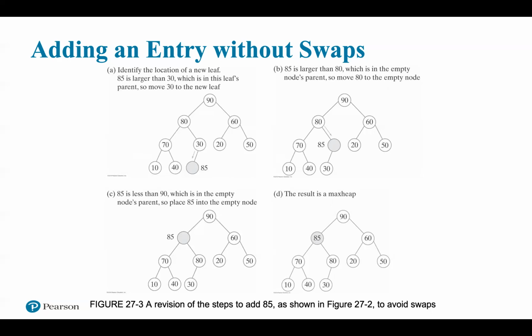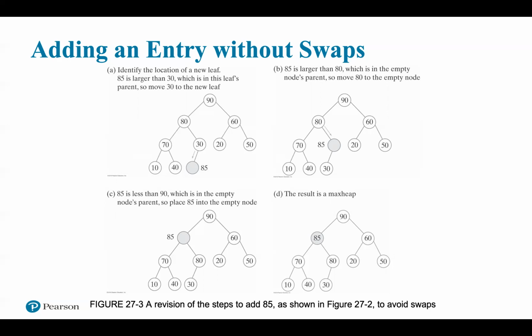In an array-based implementation, we simply check that the array is not full. Figure 27.3a shows the new child as the empty circle. We then compare the new entry, the 85 in this example, with the parent of the new child. Since 85 is larger than 30, we move the 30 to the new child as figure 27.3b shows. We treat the node that originally contained 30 as if it were empty.